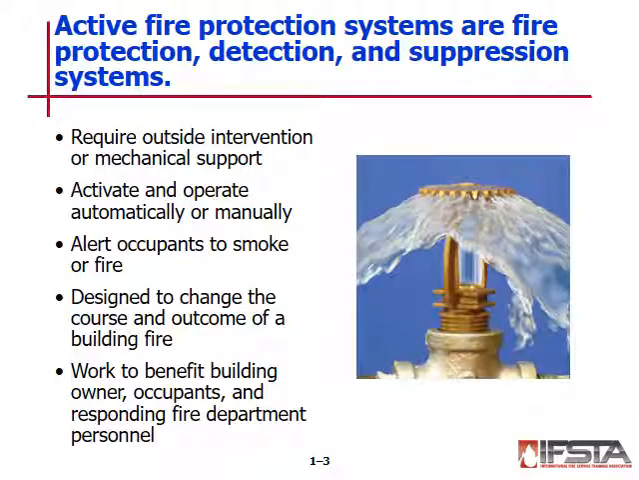Active fire protection systems are fire protection, detection, and suppression systems that activate and operate automatically or manually and alert occupants upon the presence of such things as smoke and fire. These systems, when activated, are designed to change the course and outcome of a fire in a building. These systems work to the benefit of the building owner, its occupants, and the responding fire department personnel. Active systems are the main focus of this text.